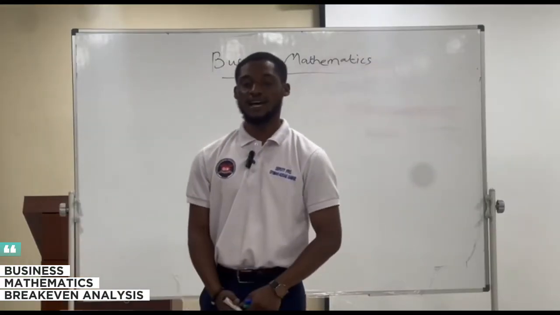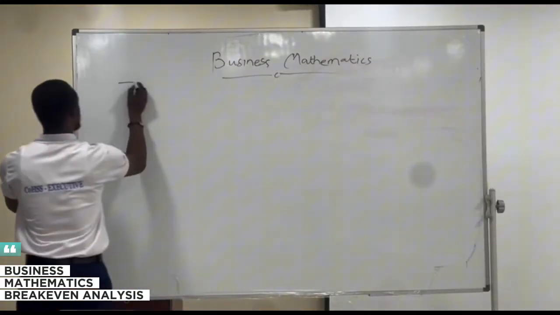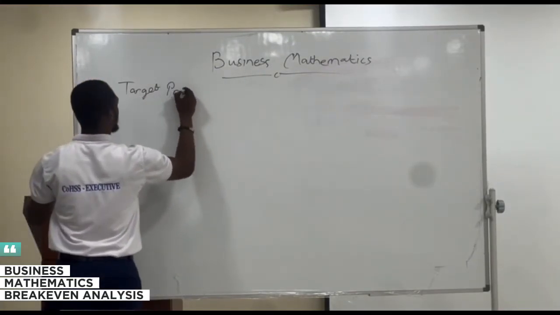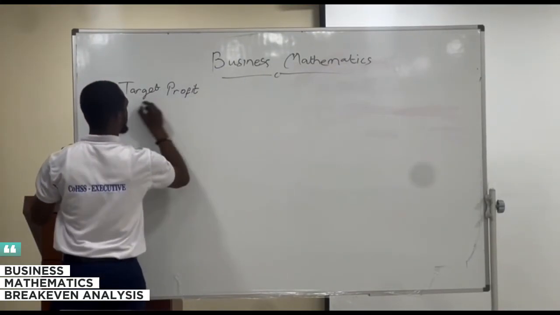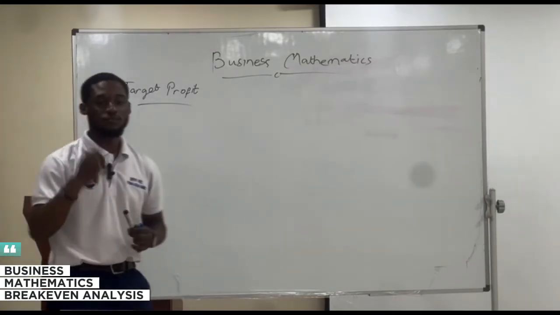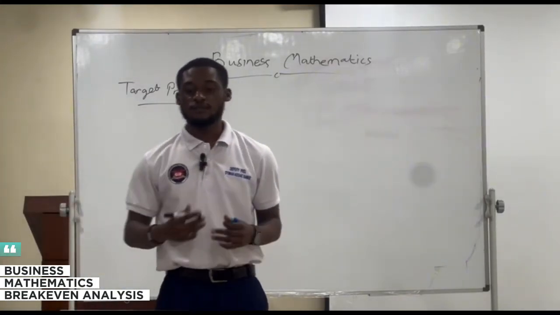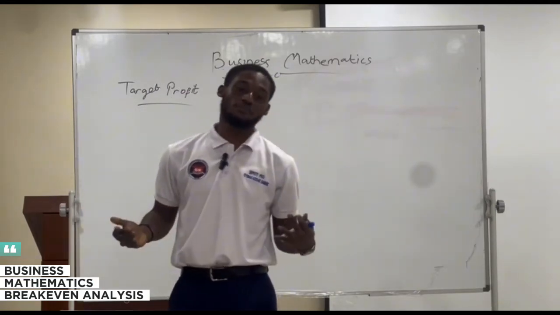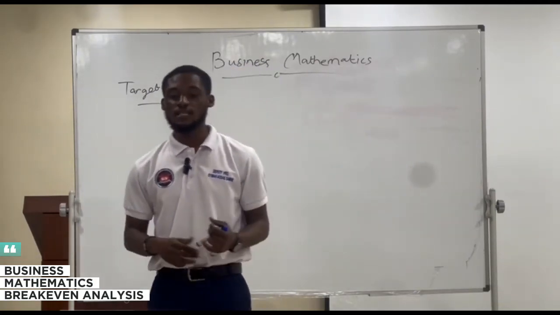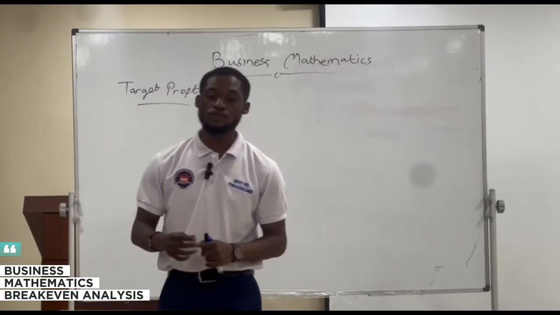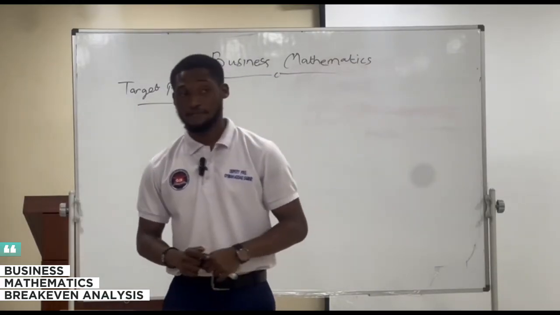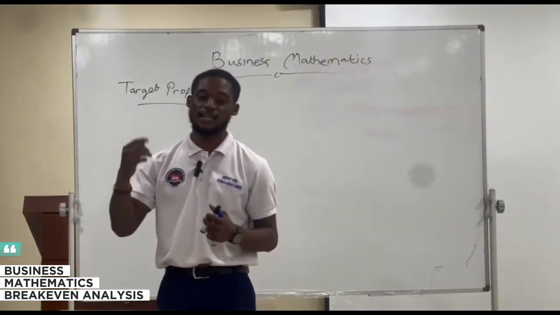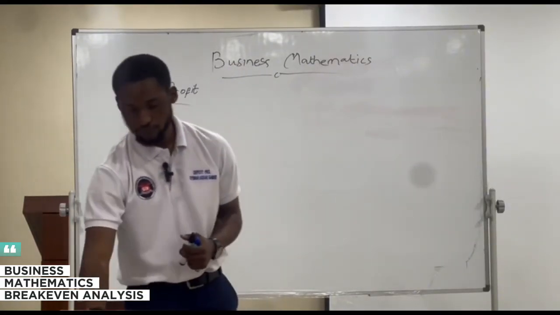We move on to target profit. Sometimes firms do not just want to break even. They may want a target profit. In that case, contribution per unit will need to cover profit as well as fixed costs. Required profit is accordingly treated as an addition to fixed costs.